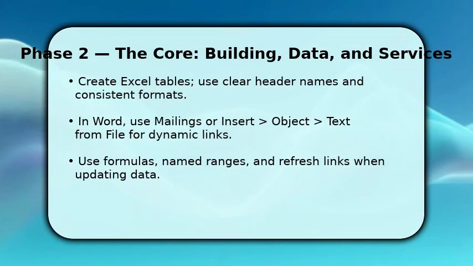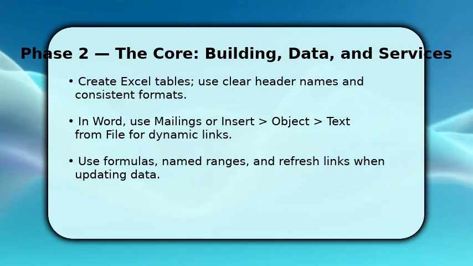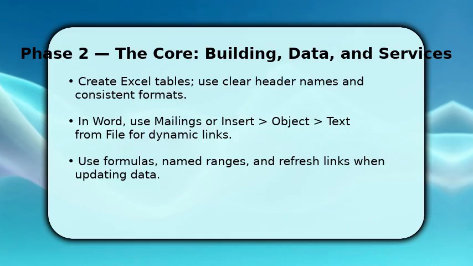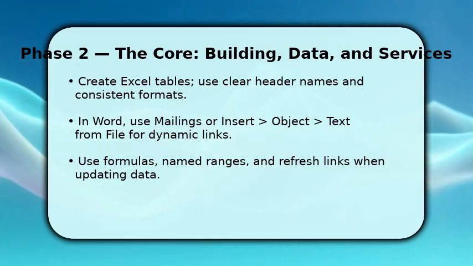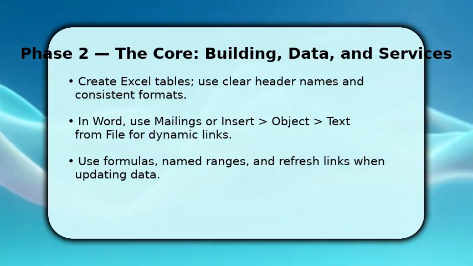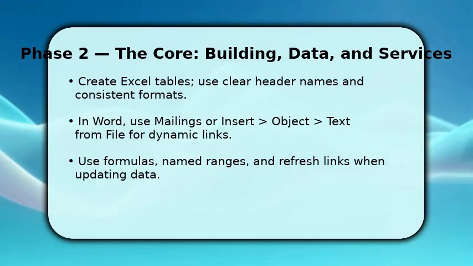Next, build a clean Excel table and define named ranges for any data you will reference. This simplifies linking. In Word, use mailings for personalized documents or insert object text from file to pull in content. Alternatively, paste special as linked Excel content when you need live updates.